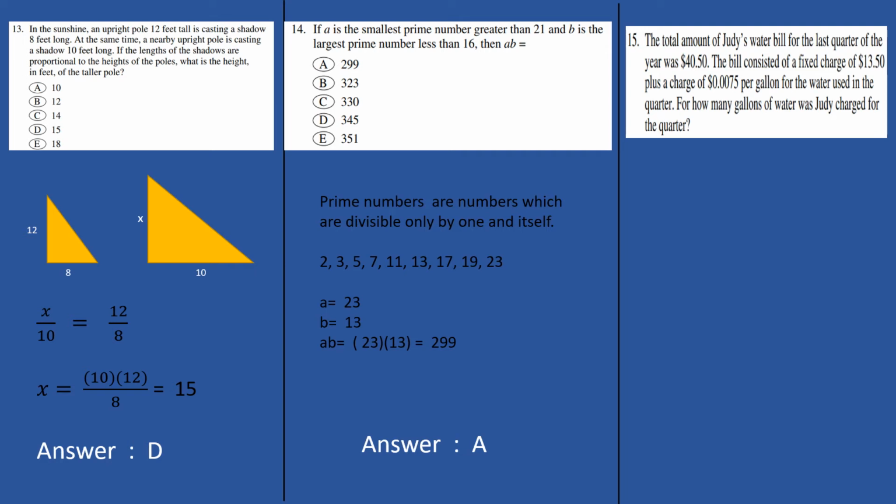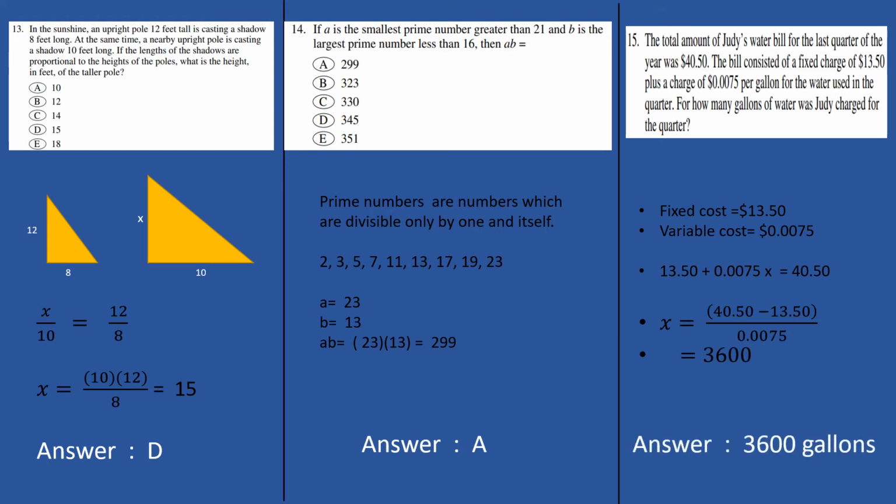For 15, you have a fixed cost of $13.50 and a variable cost of $0.0075. So the total of 40.50 will be 13.50 plus 0.0075x. You can solve for x and you get the value for x is 3600 gallons.